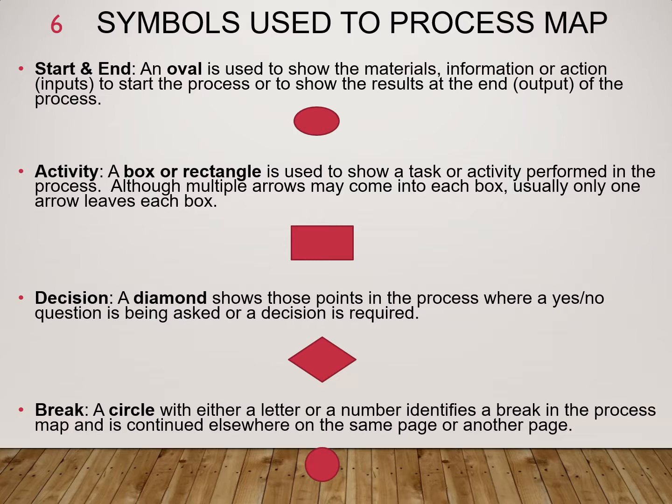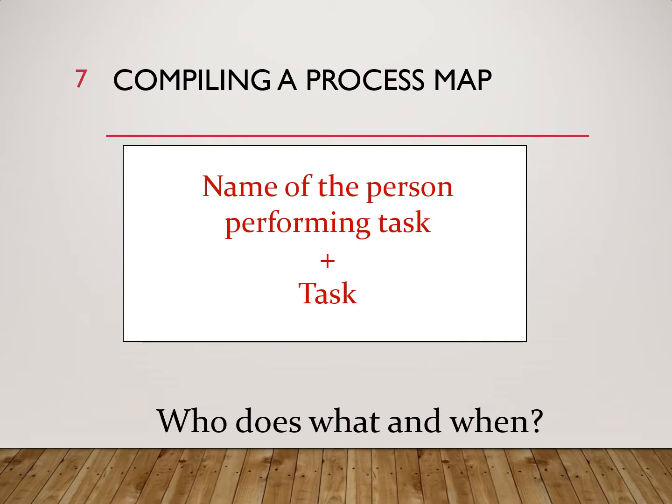Although multiple arrows may come into each box, usually only one arrow leaves the box. Any decision to be made is depicted by a diamond, which shows those points in the process where a yes or no question is being asked or a decision is required. A circle with either a letter or a number identifies a break in the process map and is continued elsewhere on the same page or another page. To compile a process map, write down the name of the person performing the task and the task which has to be performed. Essentially, who does what and when.